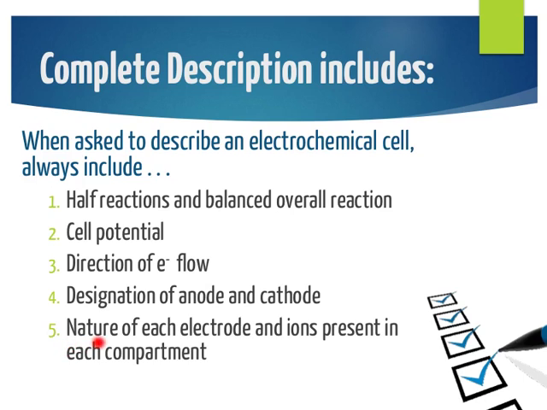And then make sure you indicate the nature of each electrode and the ions present in each compartment. So the ions in the solution should be indicated, and then the type of electrode, like is it a zinc electrode, a copper electrode, a platinum electrode, etc. These are everything you need to include when you are describing a cell, which could take a little bit of time. It's a long process. So let's give it a try.